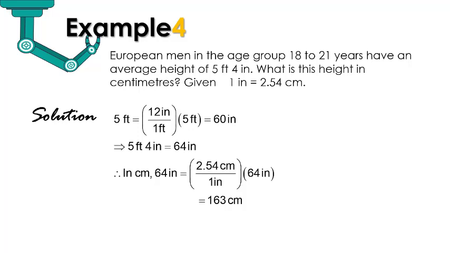We start the problem by converting the value 5 feet into 60 inches by using the conversion factor of 1 feet equals 12 inches. Adding 4 inches to 60 inches, we get 5 feet and 4 inches equal 64 inches.